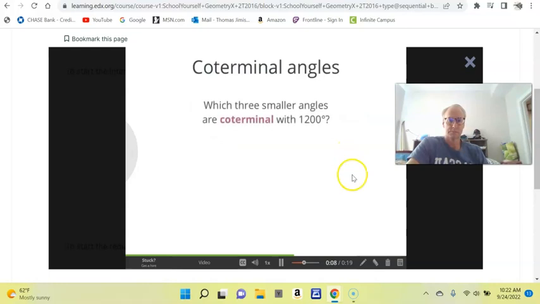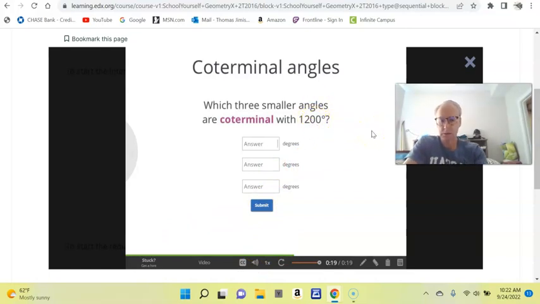Now for a trickier question. Which 3 smaller angles are coterminal with 1200 degrees? Here's a hint. You can keep subtracting 360 degrees to find more coterminal angles. Okay, I'm going to take away 360, and I'm going to get 840. I subtracted 360 and got 840. I'm going to subtract 360 more, and what are you going to get? Do it yourself. 480. And we'll subtract 360 more.